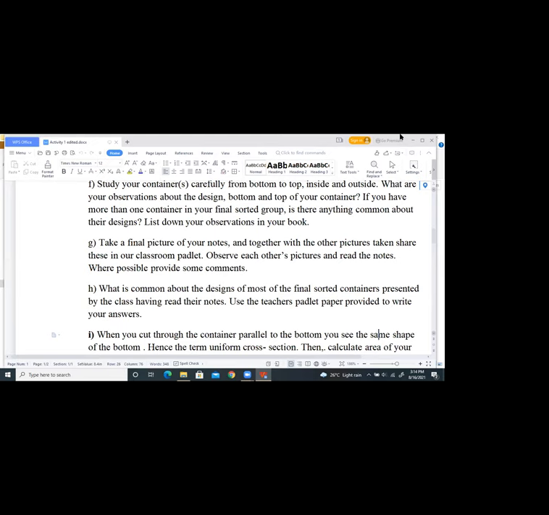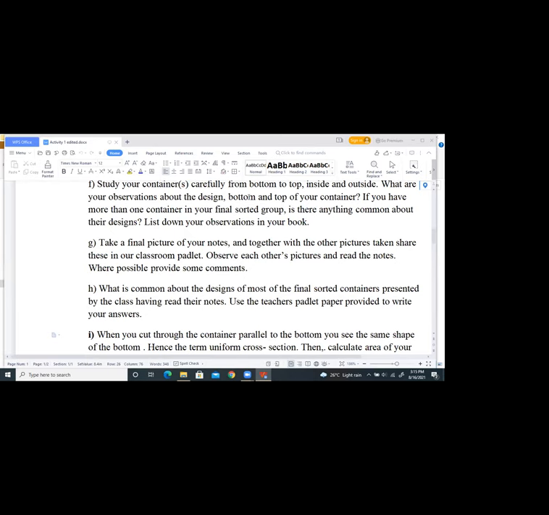Who can read for us here? Anybody to raise up their hand, or somebody to read for us? Anybody who is seeing it to read for us. Part G: Take a final picture of your notes, and together with the other pictures taken, share this in our classroom Padlet. Observe each other's pictures and read the notes where possible, provide some comments. Okay, thank you so much.